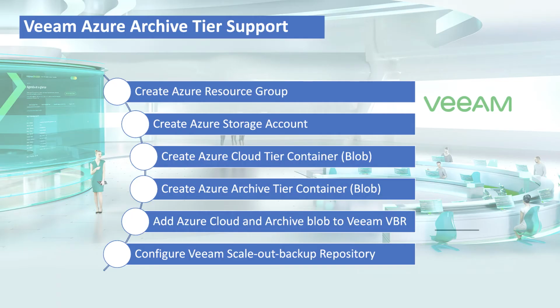So let's review what we learned in this session. In today's session, we learned how to create an Azure Resource Group, how to create a storage account, followed by creating 2 blob storages. Then we integrated these 2 blob storages and connected them to the Veeam Backup and Replication. And we ended up by creating the Scale-out backup repository and configuring it to use the archive tier and cloud tier. And with that, we finish the Under 5 session for today.